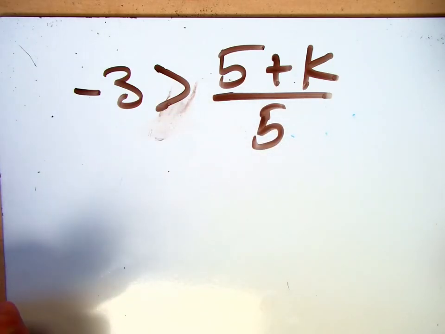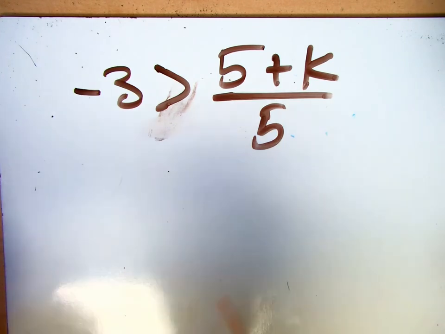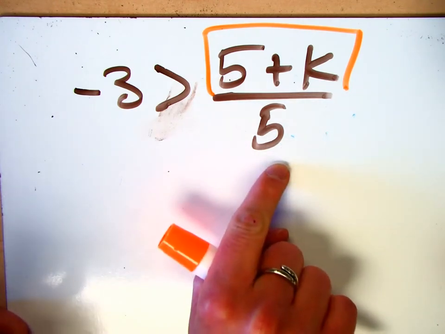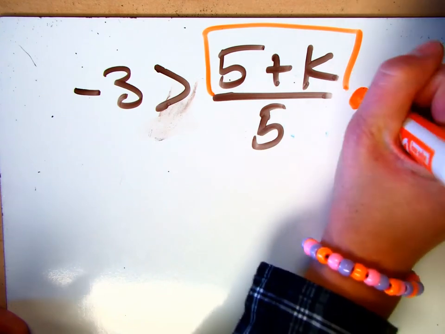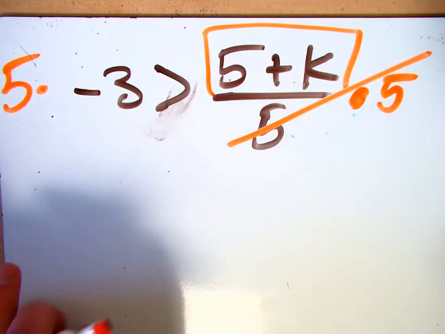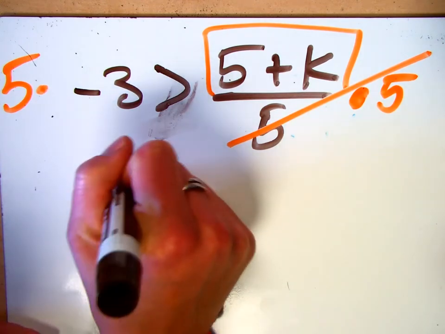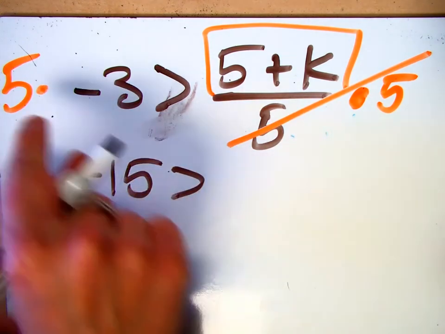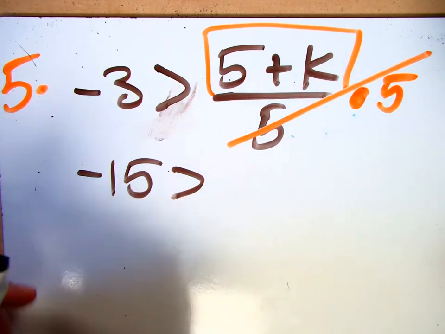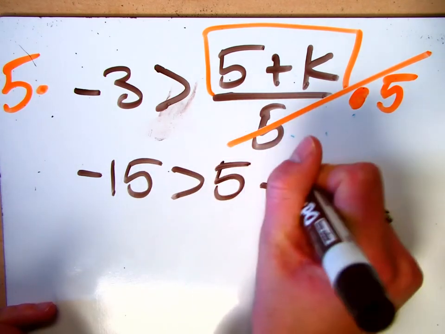Second example, negative 3 is greater than 5 plus k over 5. Remember, you can add the box in the top if that helps. To get rid of this number that's blocking our box, we're going to multiply on both sides. 5's cross out. 5 times negative 3 makes negative 15. Remember, don't flip because we multiplied by a positive number on both sides. Bring down the 5 plus k.